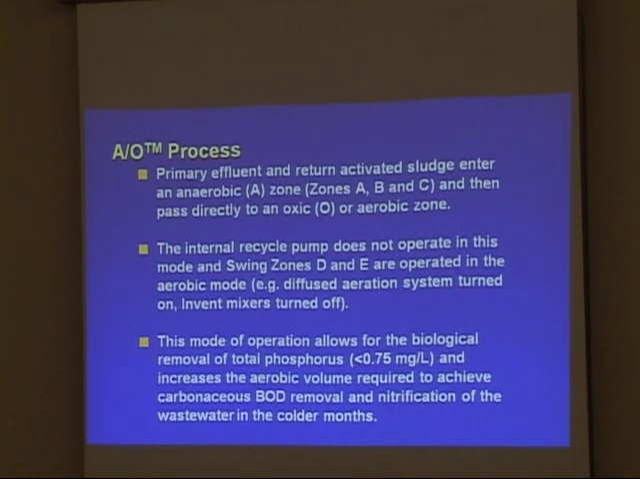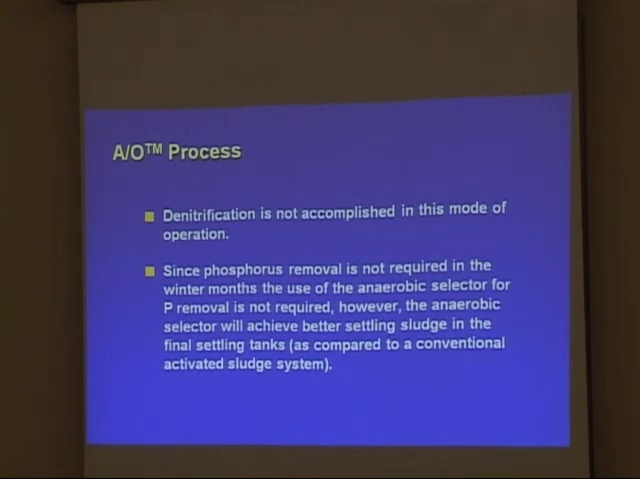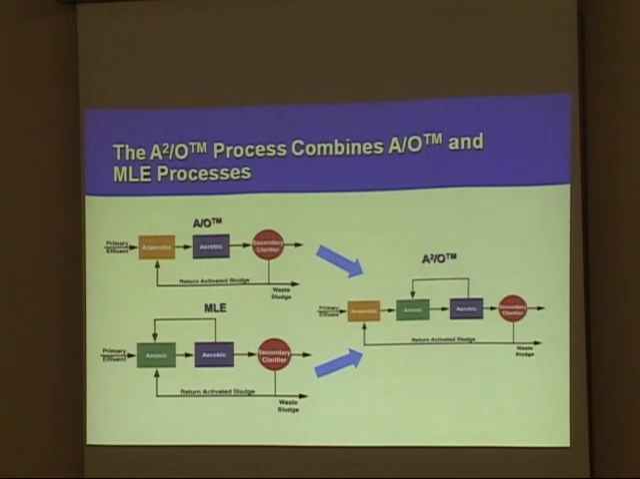And you have to have a large aerobic volume. That's why you have D through G aerobic, so that you can get the carbonaceous BOD removal and nitrification in colder months. That's going to be more like when you're running the MLE process as well. Okay. You don't have denitrification accomplished in the AO process, and since phosphorus removal is not required in winter months, the use of the anaerobic selectors for phosphorus removal is not required. However, the anaerobic selector will achieve a better settling sludge in the final settling tanks as compared to a conventional activated sludge system. And here's the A squared O process.